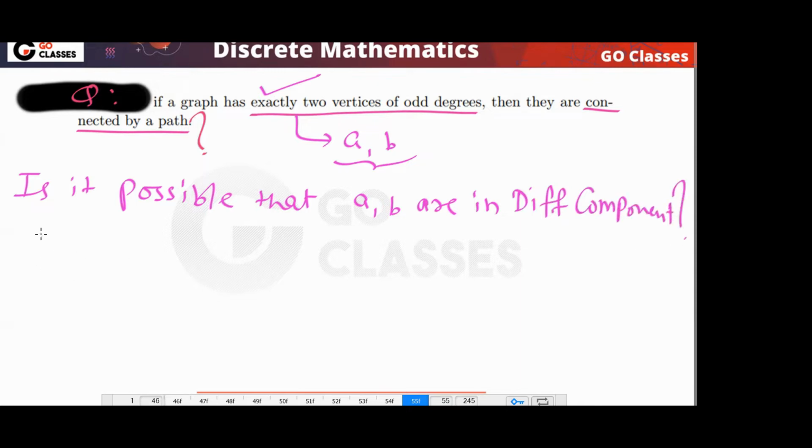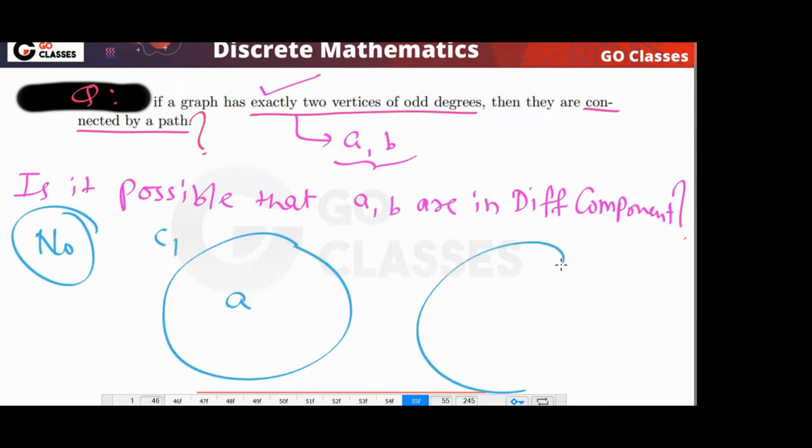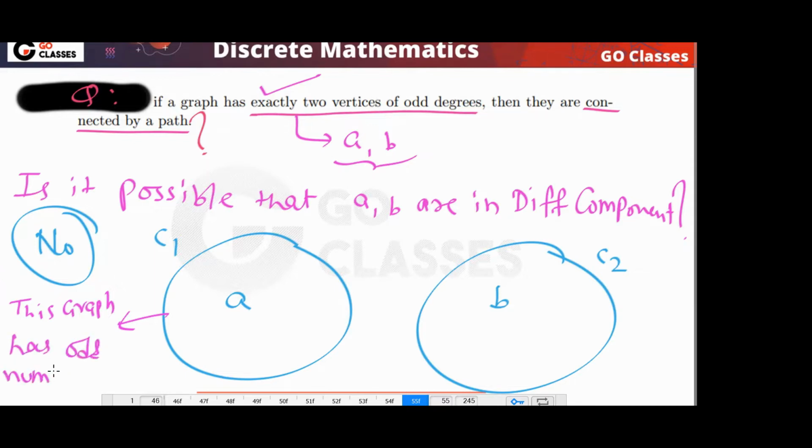The answer is very simple. That is no. Because if they are in different components, like A is here and B is here, then what will be the problem? Now this graph has an odd number of odd degree vertices. Yes or no? Correct or not?